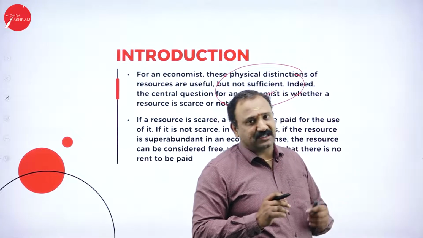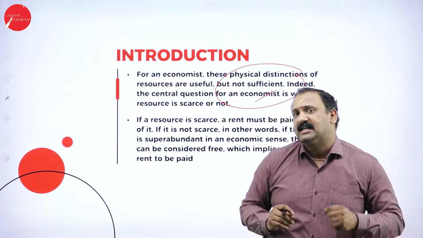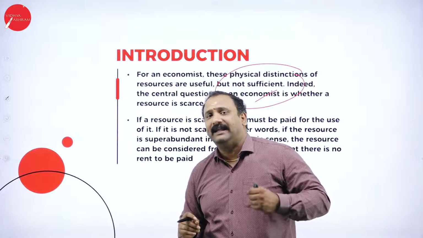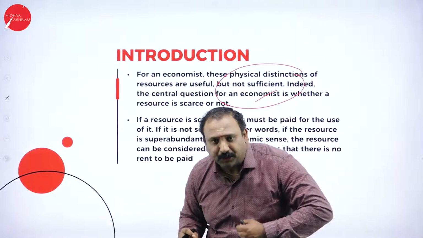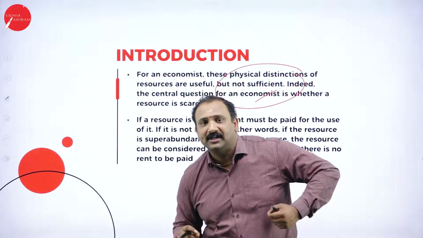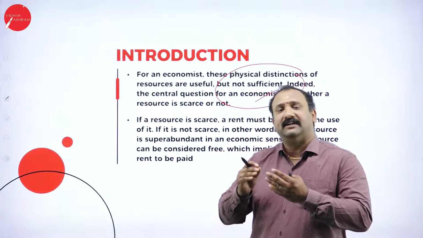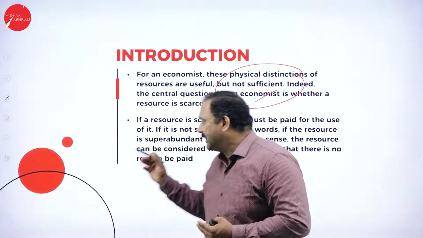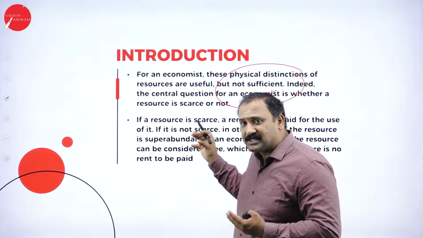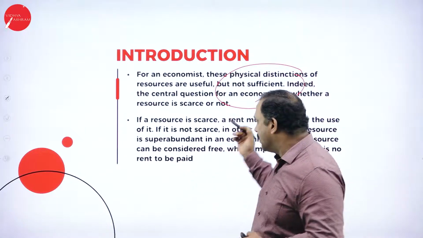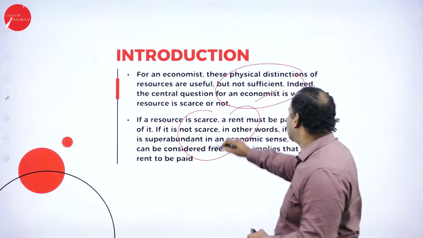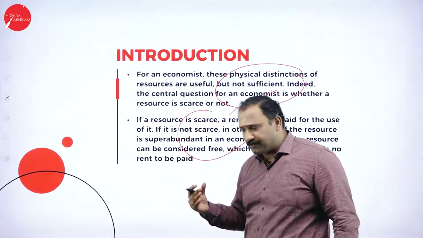So suppose the resource is scarce. That means that resource cannot be depleted very fast. You can't keep on utilizing that resource. You cannot just keep on making use of it right, center, left. You need to understand how the resource has to be judiciously used. Followed by, if the resource is scarce, rent must be paid for the use of it.